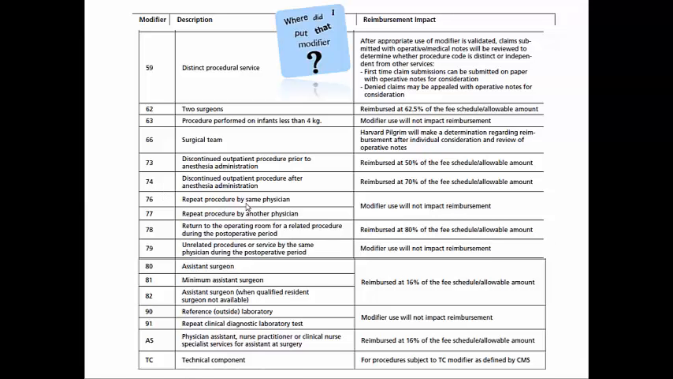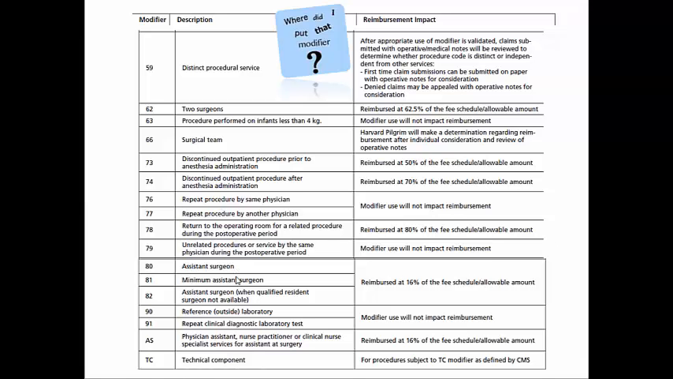Here's a repeat procedure by the same physician, or repeat procedure by another physician, return to the operating room for a related procedure during the post-op period. 79 is for an unrelated procedure or service by the same physician during the post-op period.